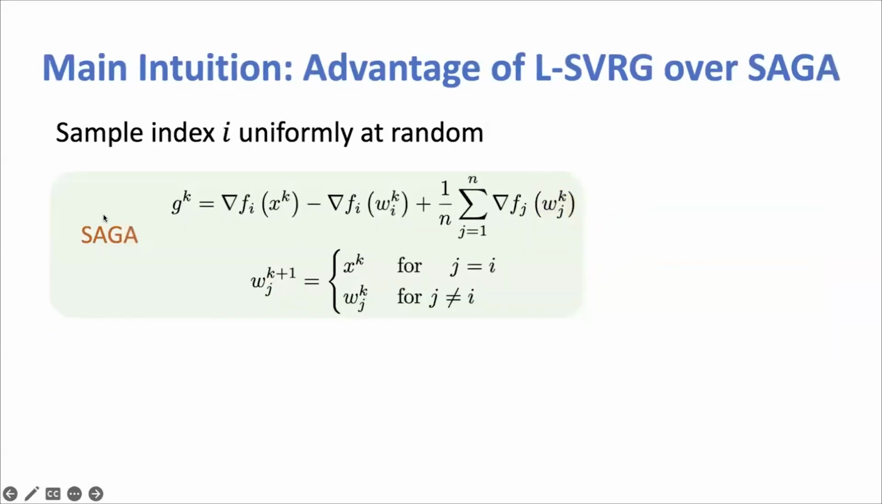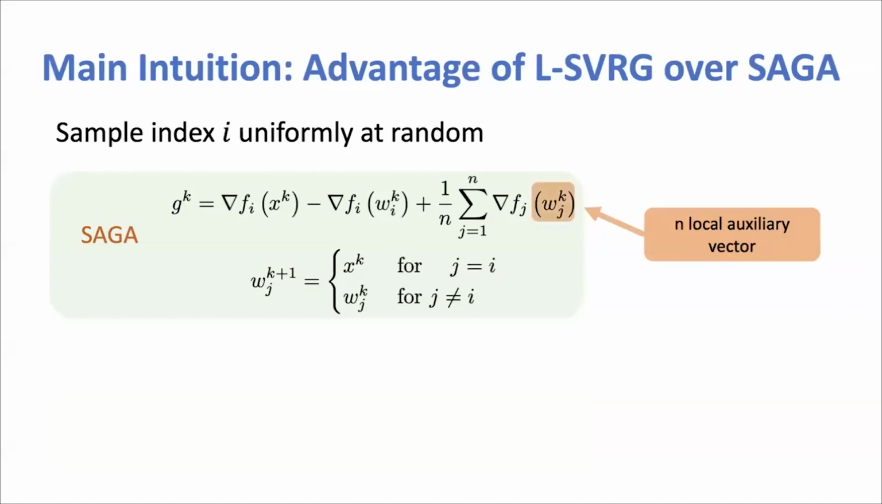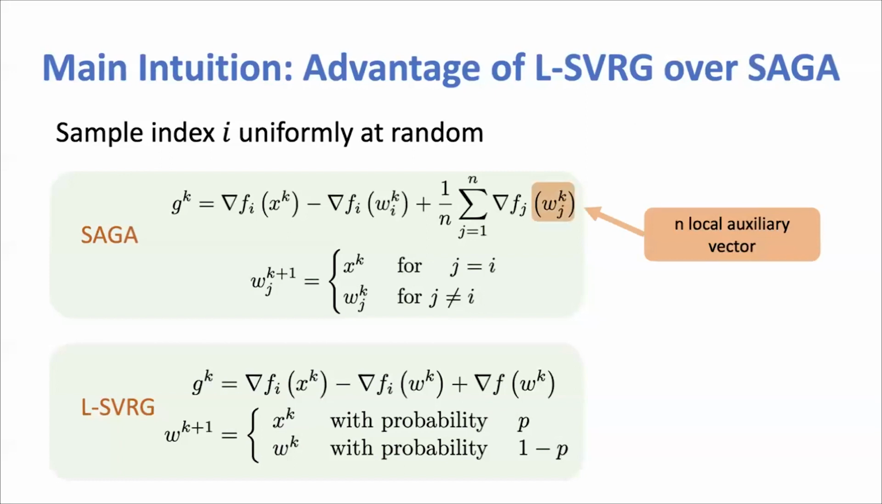So the main intuition comes from the difference between loopless SVRG and SAGA, because SABA is based on SAGA, while our method is based on the loopless SVRG. Suppose now we are going to sample index i uniformly at random. For SAGA, it involves the computation of n local auxiliary vectors. However, for loopless SVRG, we only need to store one global auxiliary vector, which is space efficient.